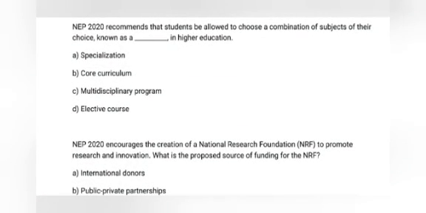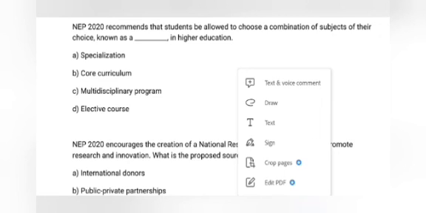NEP 2020 recommends that students be allowed to choose a combination of subjects of their choice, known as DESE in higher education. Specialization, core curriculum, multidisciplinary program, elective course. It will be multidisciplinary program.